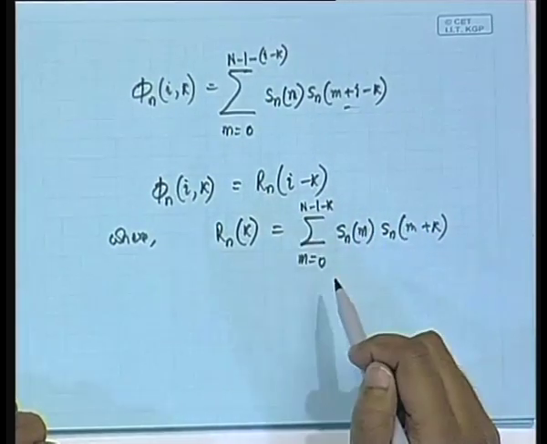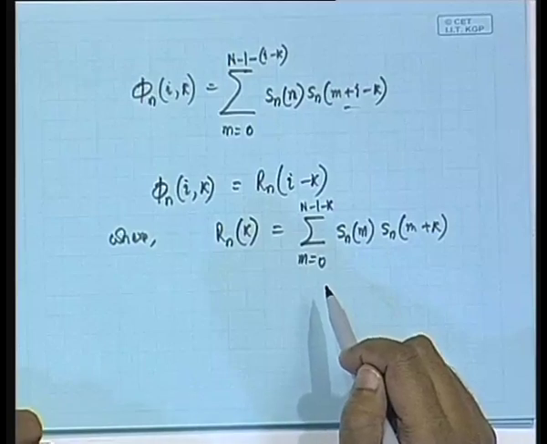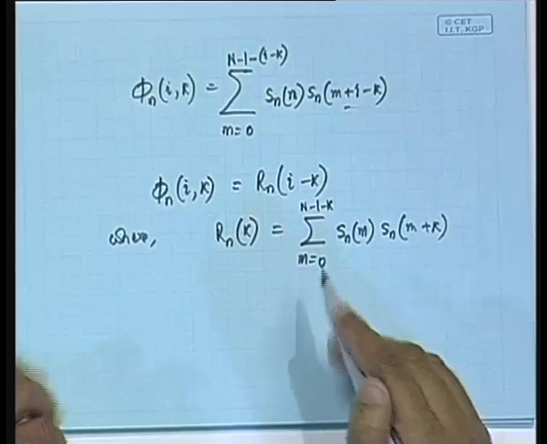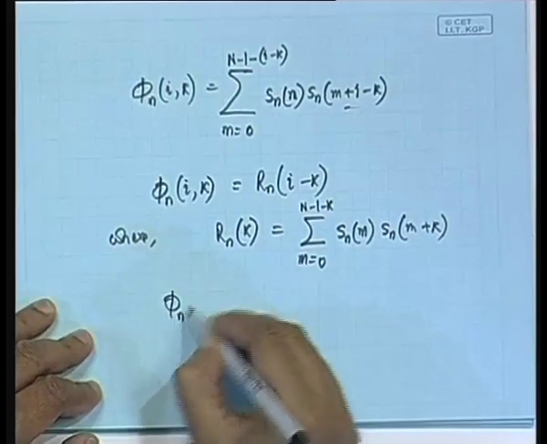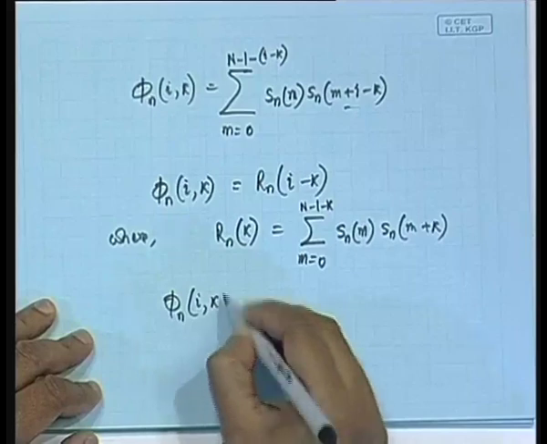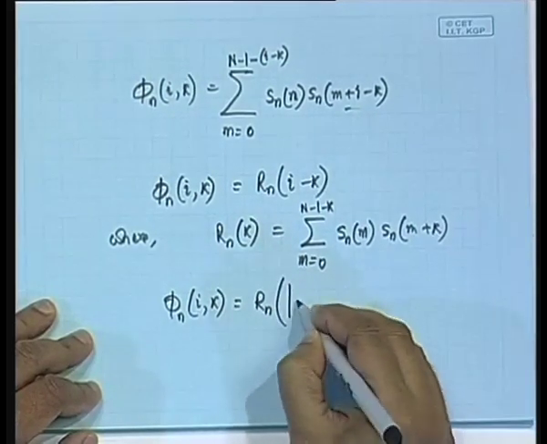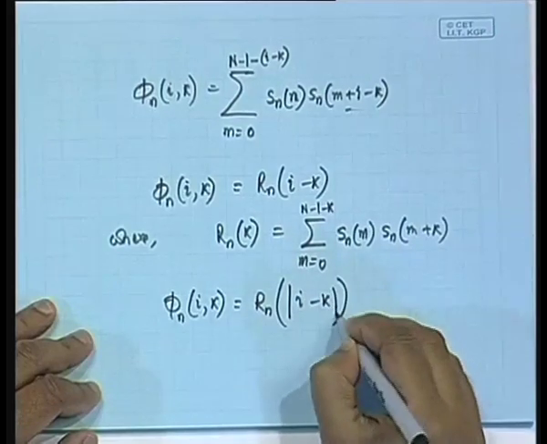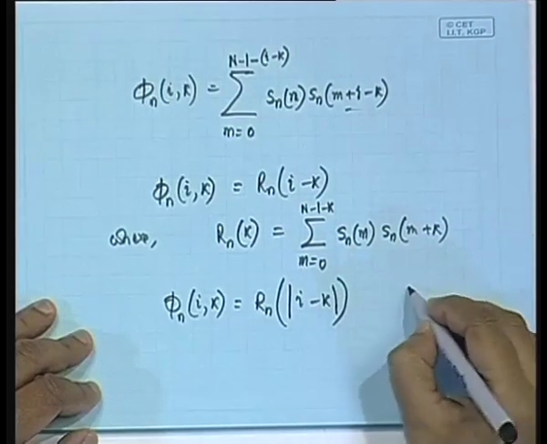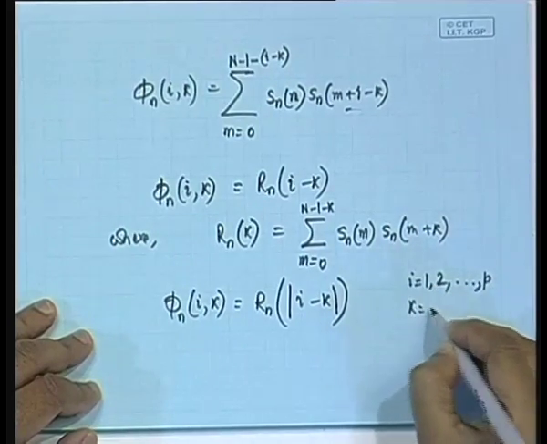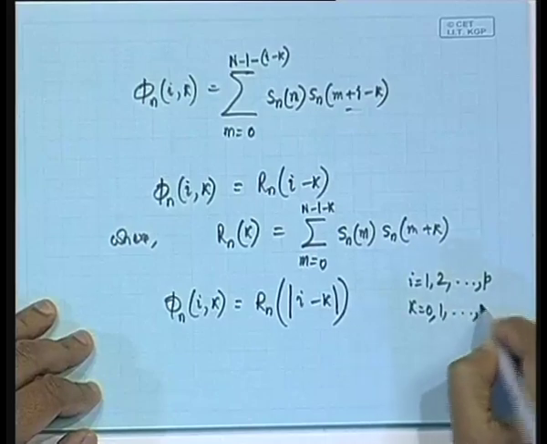Now again just note one point, that you already know R_n(k), the autocorrelation function, is going to be an even function. So we can write phi_n(i,k) in this form, R_n of mod i minus k, okay, where i is equal to 1, 2, up to p, and k is equal to 0, 1, up to p.